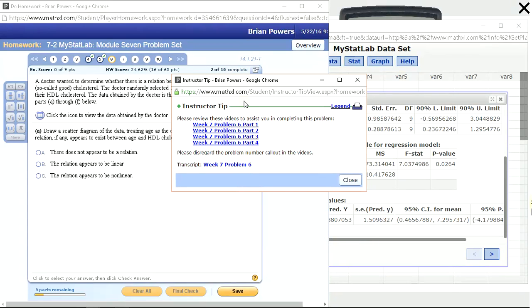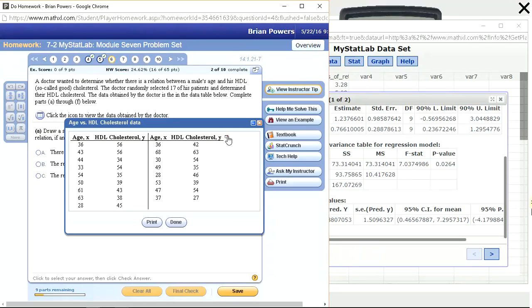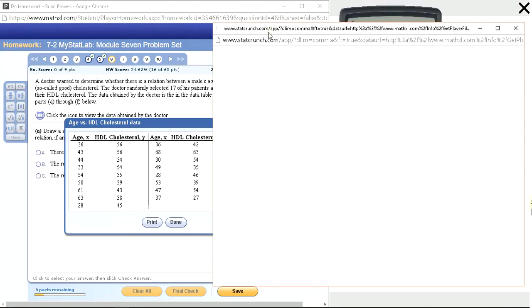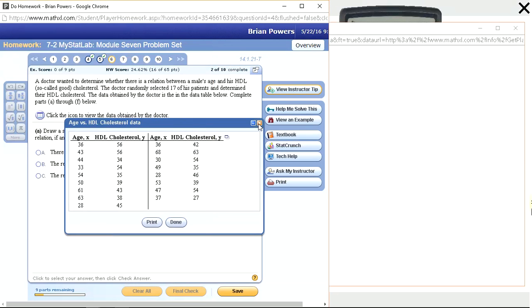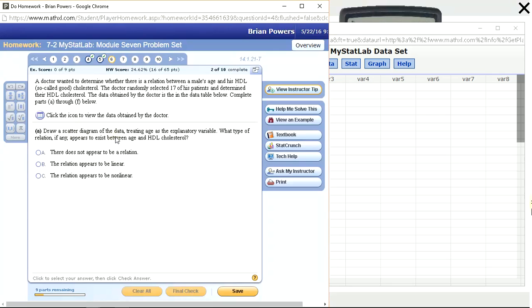We did it before directly from the calculator, but this way you don't have to copy and retype in those intercepts. Okay, so let's see what we got for this problem. I'm going to again start by copying this into StatCrunch. We've got: determine if there's a relationship between HDL and age. Okay, so draw a scatter diagram of the data treating age as the explanatory variable.